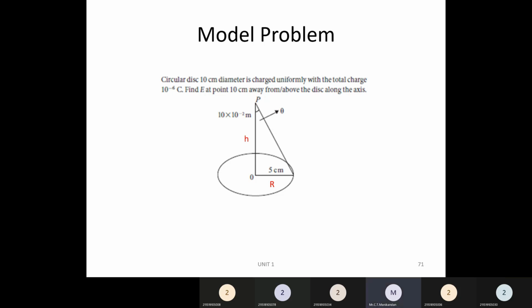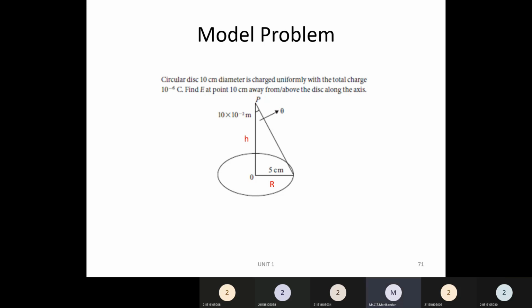The total charge Q value is given as 10 power minus 6 coulomb. What we have to find out is the electric field at the point 10 centimeter away from the axis. The H value is also given, 10 into 10 power minus 2.